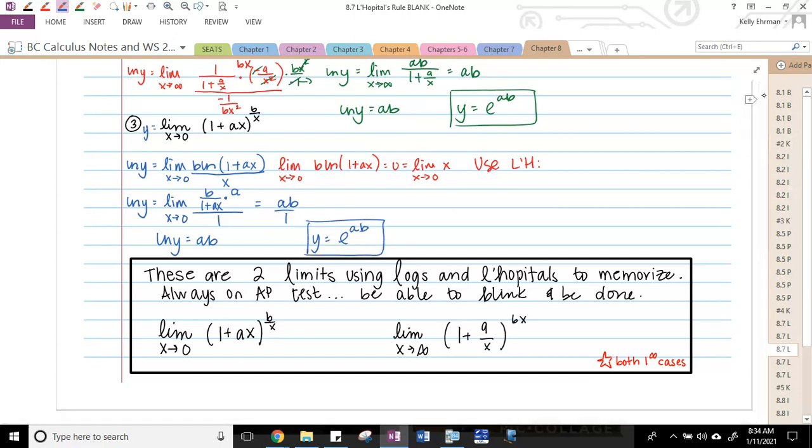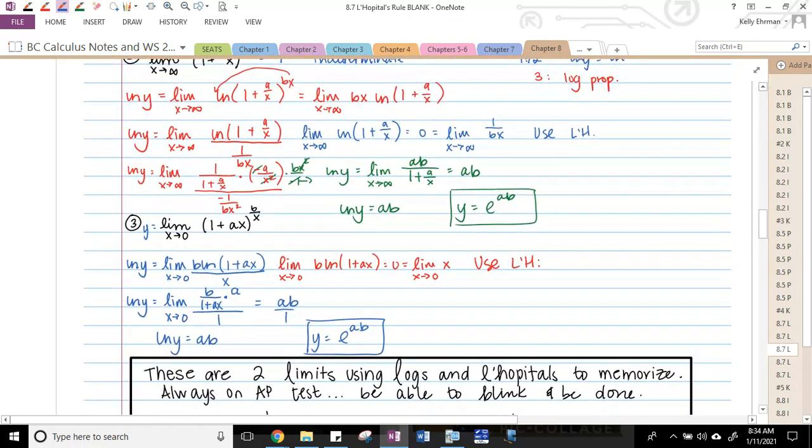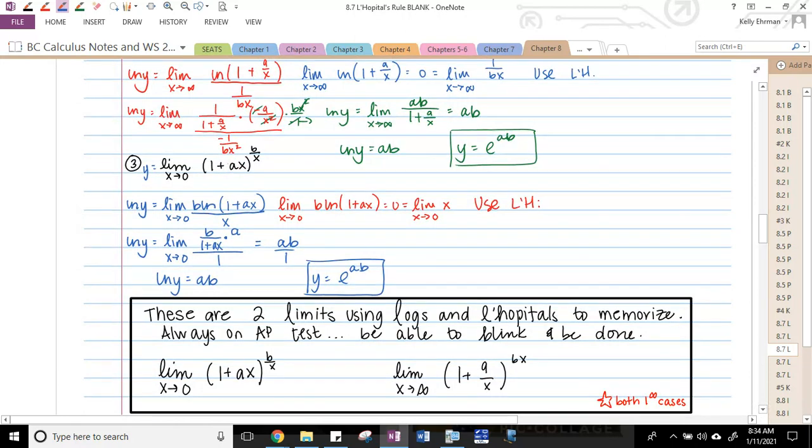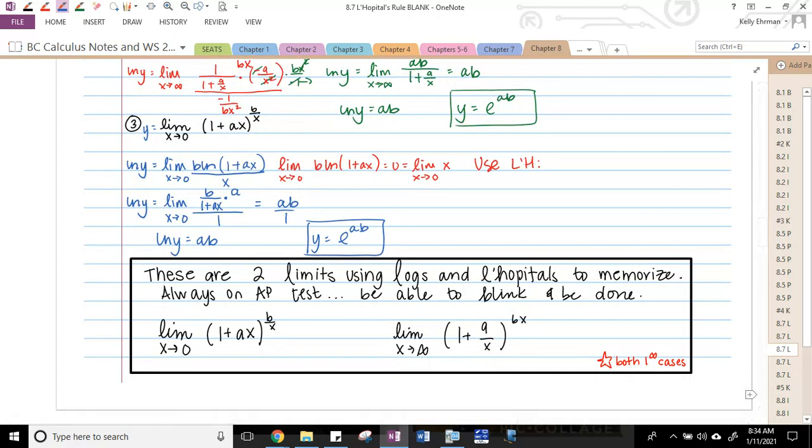Now these last two problems kind of looked like those compound interest formulas to me, right? Like 1 plus some number over something raised to the bx power. That reminds me of that compound interest problem, and it turned out to be e to the ab, where a and b were the numerator and the number in the exponent. Same thing here. a and b were the number attached to the x and the exponent here, e to the ab. So these would most likely show up in multiple choice problems on the AP test.